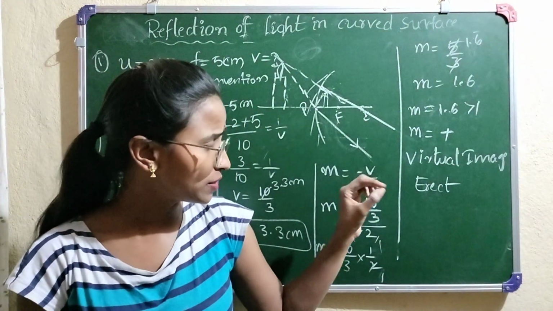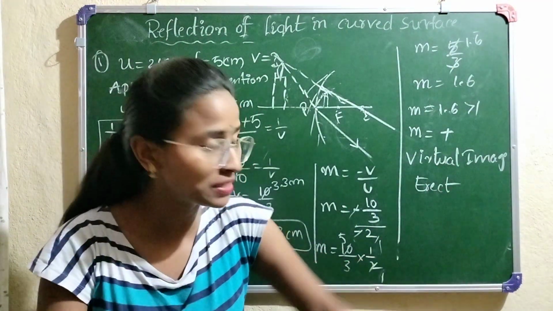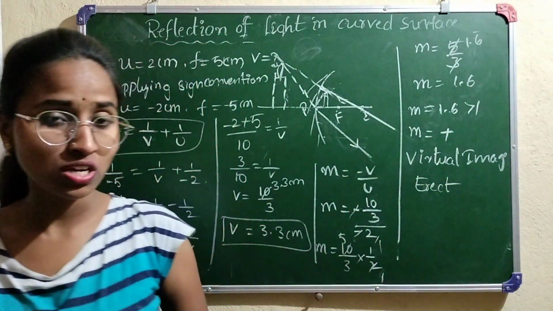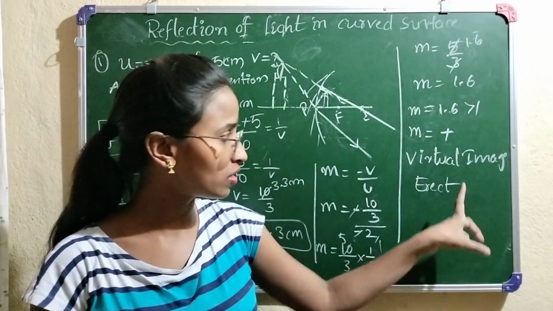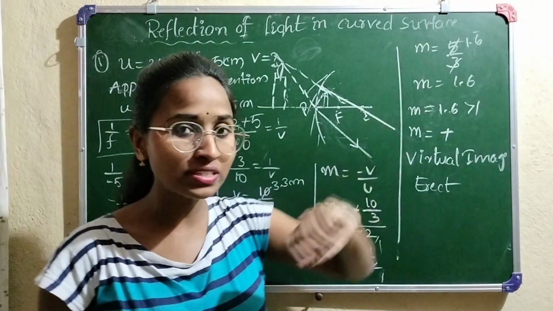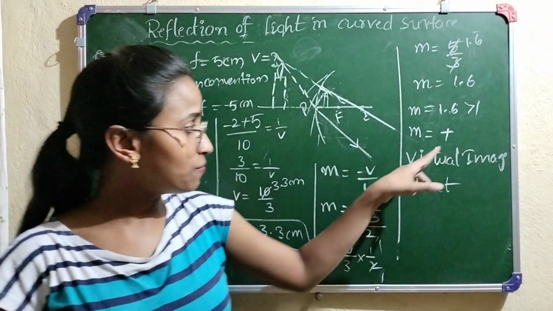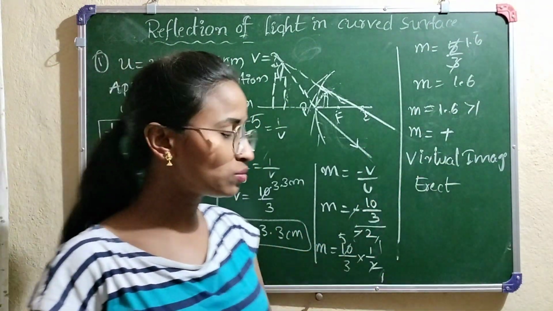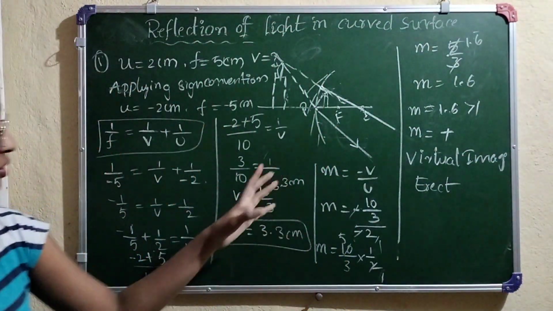Or else, if M is negative, we'll see one more problem. In that problem, we will get M compulsorily negative. If M is negative, it is compulsorily a real image. Based on size, if it is greater than 1, it is larger; less than 1, smaller size image; if it is equal to 1, same size image. If magnification is positive, it is compulsorily a virtual image. If it is negative, it is compulsorily a real image. Am I clear? That's all about this problem.